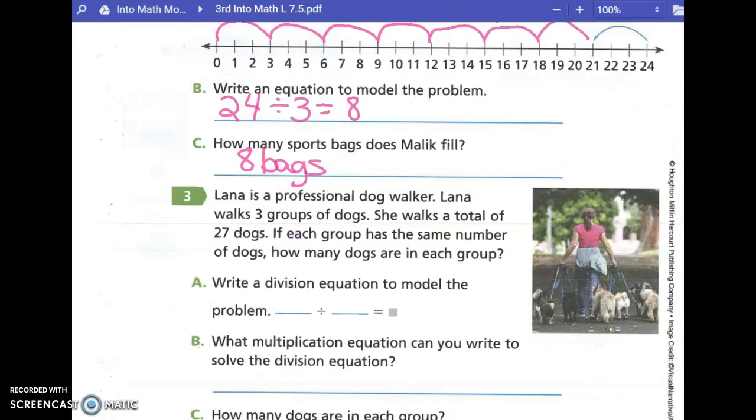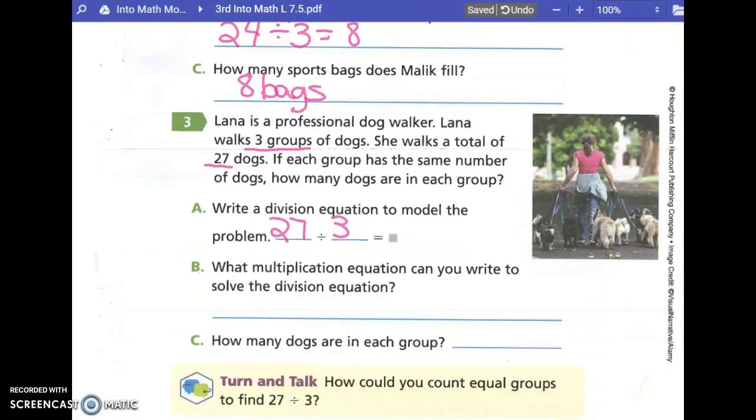Lana is a professional dog walker. Lana walks 3 groups of dogs. She walks a total of 27 dogs. If each group has the same number of dogs, how many dogs are in each group? Write a division equation to model the problem. What are we going to start with? 27. 27 dogs. How many dogs in each group? Or she has 3 groups of dogs. We don't know how many are in each group yet.